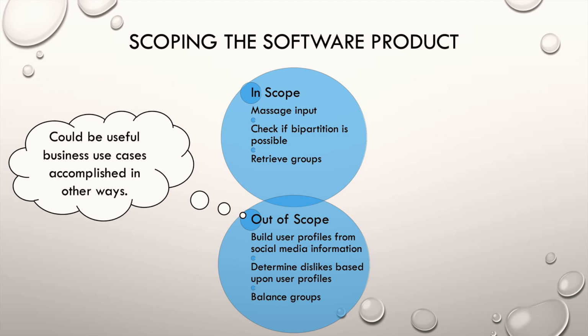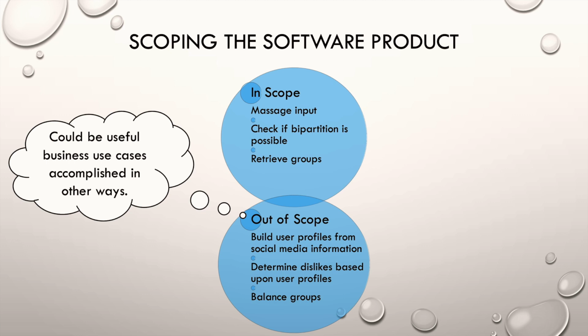Now, out-of-scope features are those that are not going to be covered at this moment via a software product. It doesn't mean that in the future they won't be covered, just that now these useful things are going to be accomplished in other ways. For example, building a user profile from social media information is definitely a very interesting artificial intelligence task, and it could be covered in the future even with software.